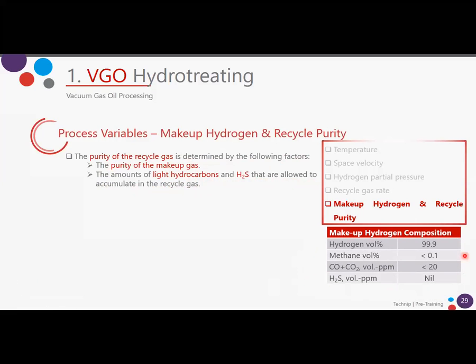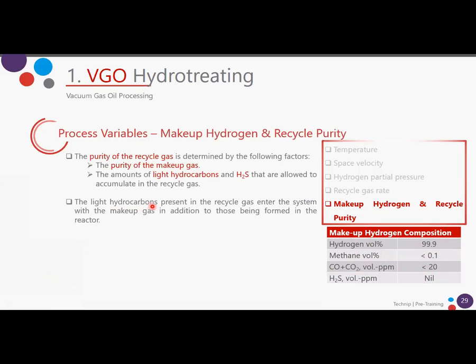Remember, we can see here the makeup hydrogen composition for this pressure swing absorber, which is another unit in the refinery. Look at the quality of the hydrogen. It is 99.9% hydrogen, okay? With less than 0.1% volume of methane. We don't have H2S, and we have less than 20 ppm of CO plus CO2. So it is a very high purity hydrogen used as makeup in the unit.